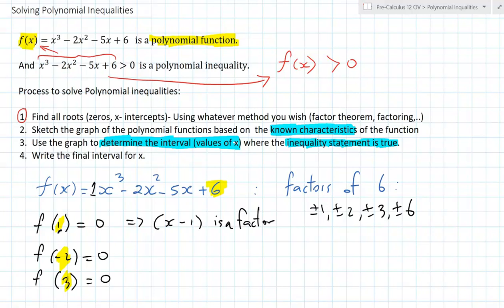You have to go through, either do the factor theorem, and once you get the first one, you can use long division. You get the quotient, which is going to be quadratic. Then you can use the quadratic formula, whatever method you like. But you will end up getting these 3 zeros. And once you have these 3 zeros, then you are going to sketch the graph of the function based on the characteristics of the function that you see in the equation. Okay, so that's what we're going to do.